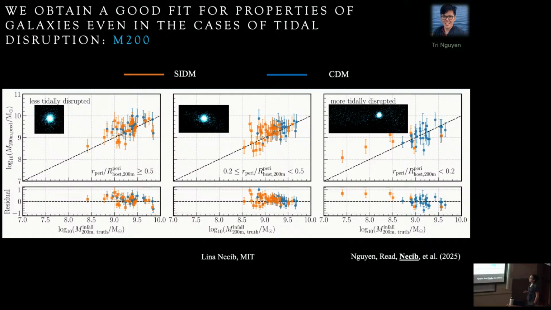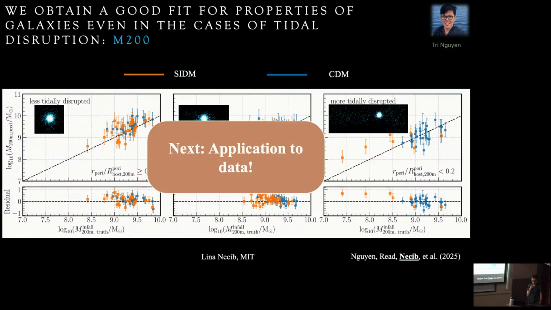So we've got a lot of work to do to apply this to data. Right now we're looking at making sure that we're not getting any biases from selection functions, because selection functions are quite painful for dwarfs, and of course incorporating the errors and the uncertainties.